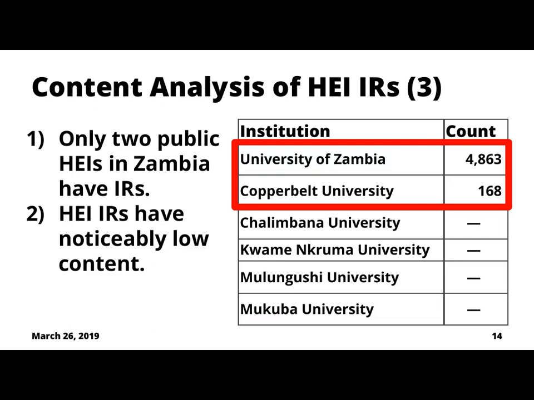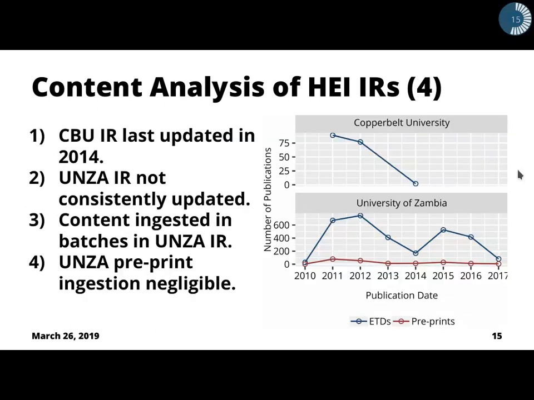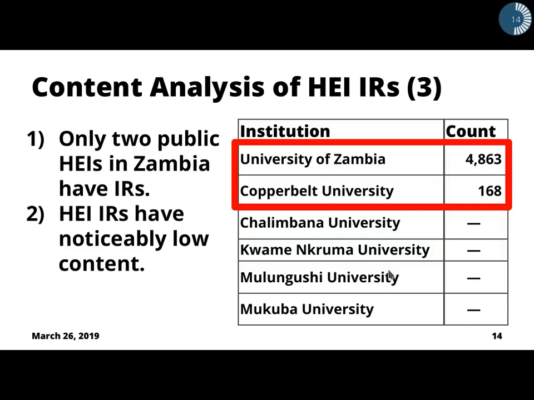And of the two, it's sad really, only UNZA has been consistent here. And even though they've been consistent, we can do better, obviously, right? CBU, you'll notice from this graph here, stopped depositing in 2014, right? So the repository is pretty much dead, which explains why, at the time we did this, they only had about 168 objects, right?